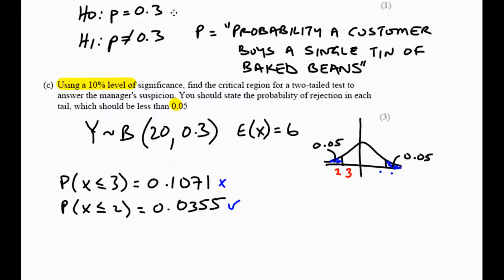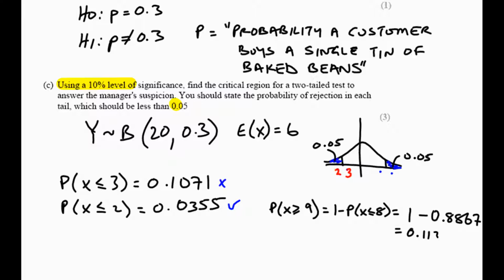Okay, let's do a similar thing, but for the top end now. So the probability, choosing a smart value in looking at the tables, try and track down something close to 0.95. So the probability it was greater than or equal to 9 is 1 minus the probability that it's less than or equal to 8, which is 1 minus 0.8867, which turns out to be 0.1133. Okay, so that's greater than the 0.05.